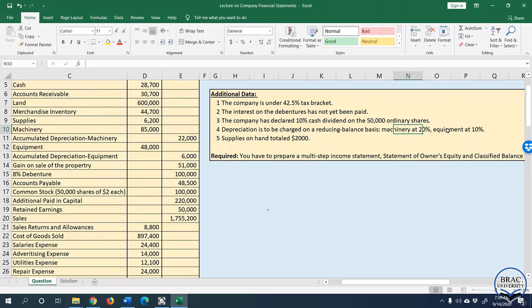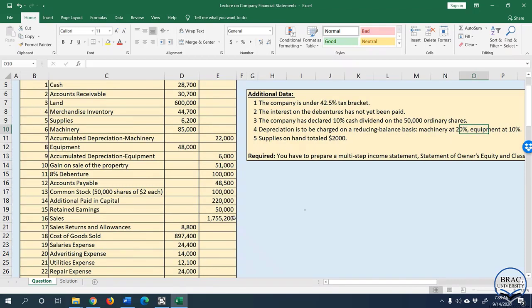Okay. So what is the difference between straight line and the double declining or reducing balance method? Very simple. In straight line, we charge the depreciation on the cost of the asset, or depreciable cost. But in the reducing balance method, we charge the depreciation on the current book value of the asset. And how do we get the book value?